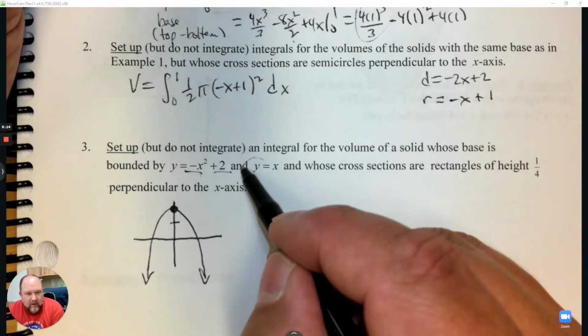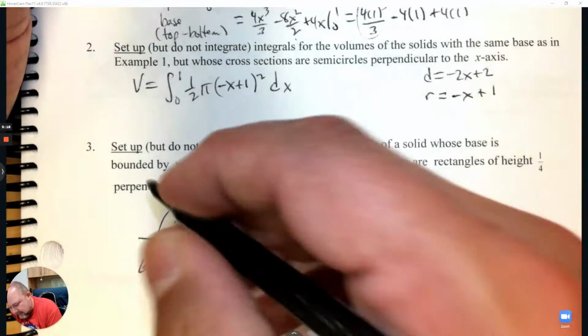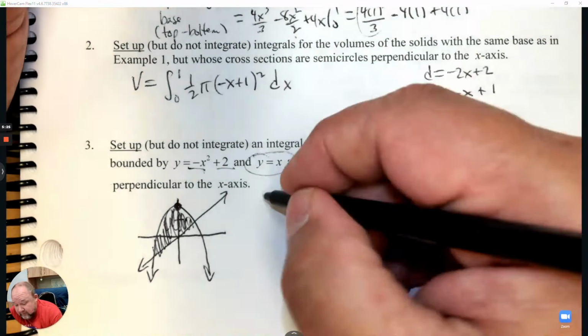And then the line y equals x. And then what's bounded here, this is the area that's trapped between the two. And that's what we're going to look at. So step 1 is to find the bounds.